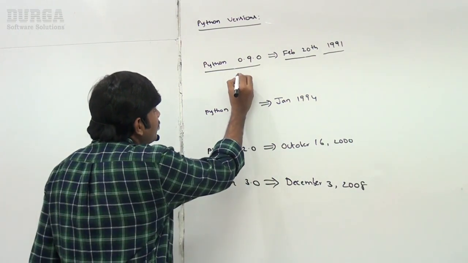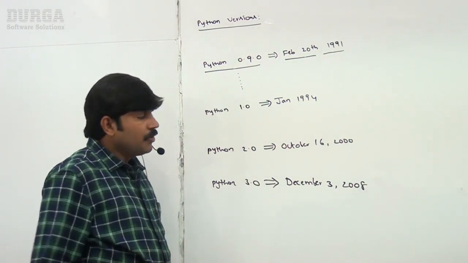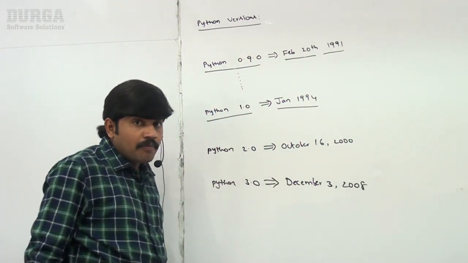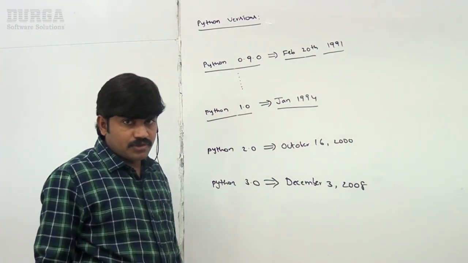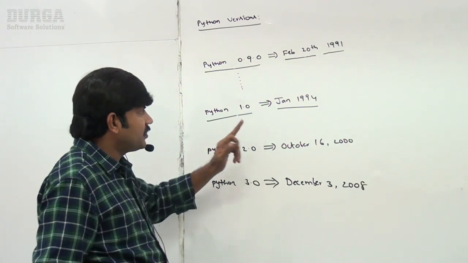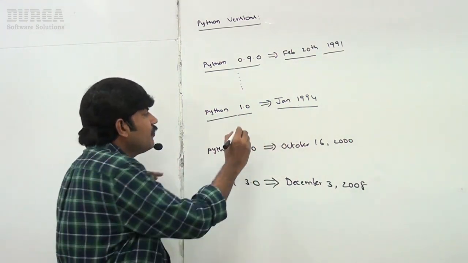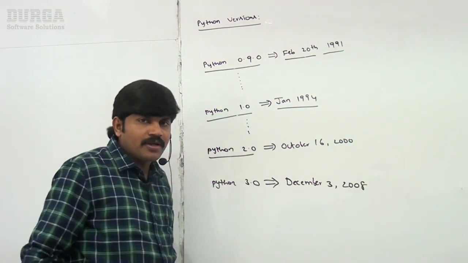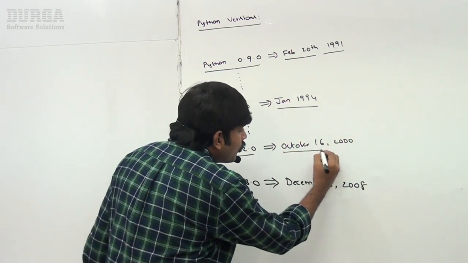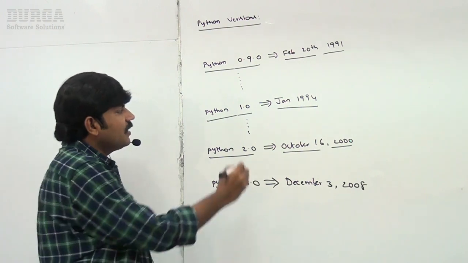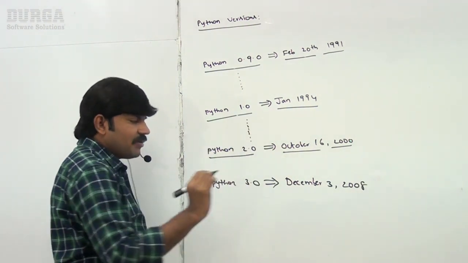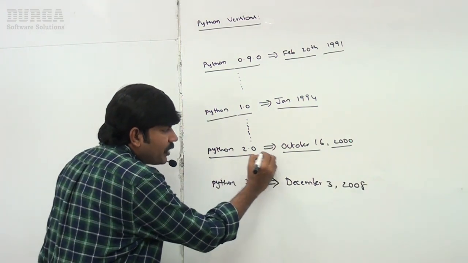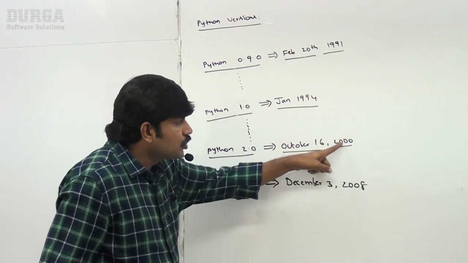And then several subversions came, sir. But in January 1994, Python 1.0 came. So the 1.x version came in January 1994, sir. Next, the Python 2.x, 2.0 version came on October 16, 2000, right? Here several subversions are there. I will show all these things. Next, Python 2.0, October 16, 2000.